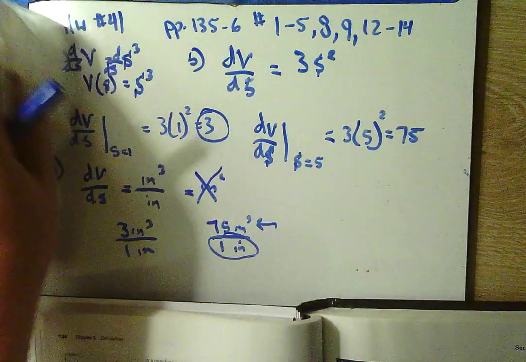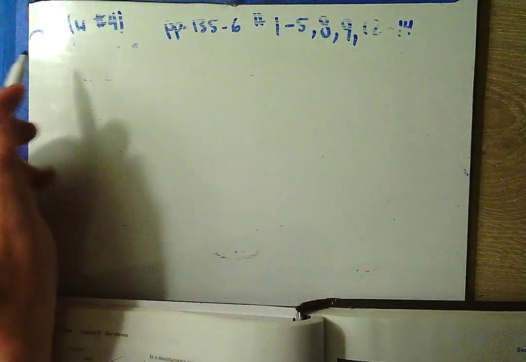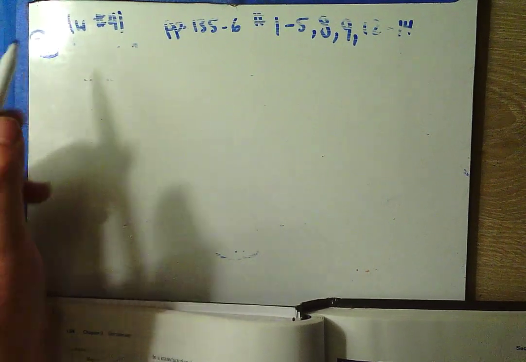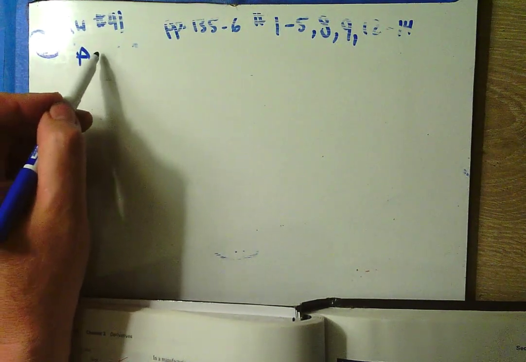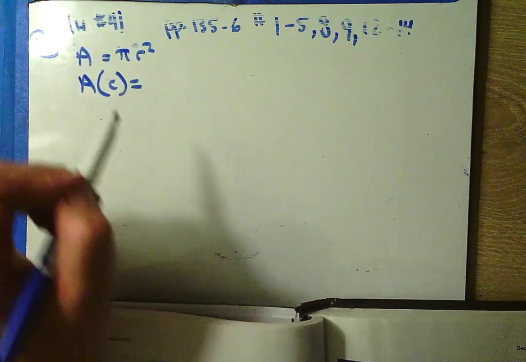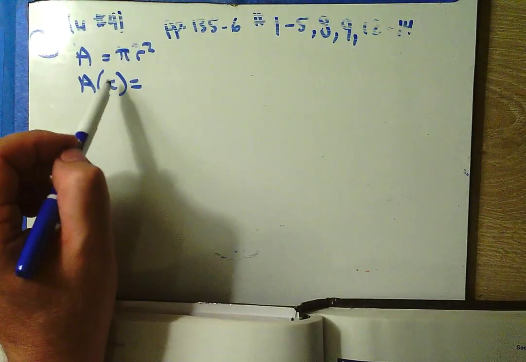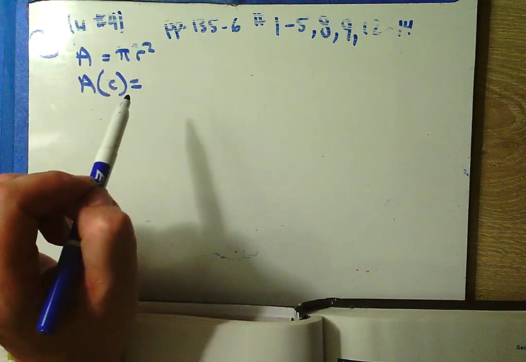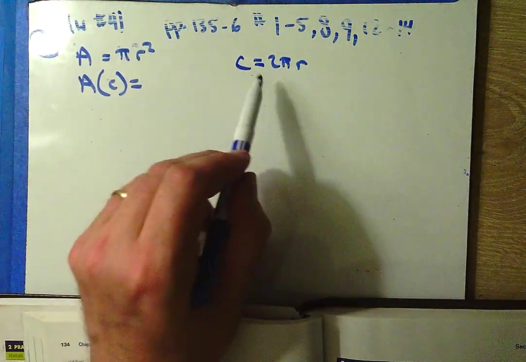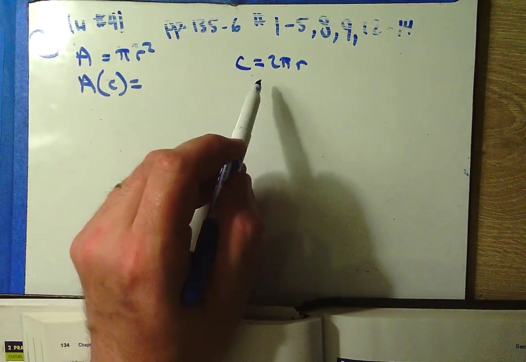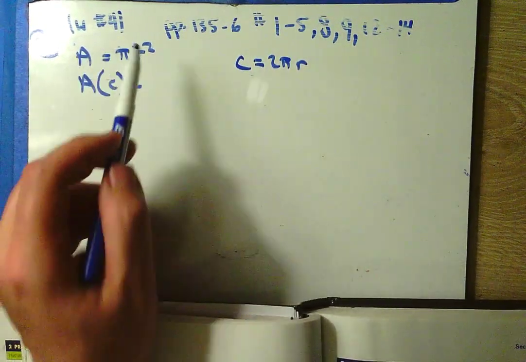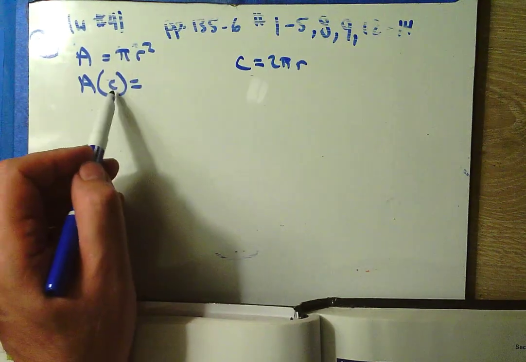Okay, problem number 2. 2 says, write area of a circle as a function of circumference. Okay, well, I know the area of a circle is pi r squared, but they want area as a function of circumference. Do I know a relationship between radius and circumference? Sure do. I know that circumference is 2 pi r. Again, if you didn't know this formula, please write this formula down on your page called Formulas I Better Not Forget. Okay. Now, we want to get rid of r, and we want to introduce C.